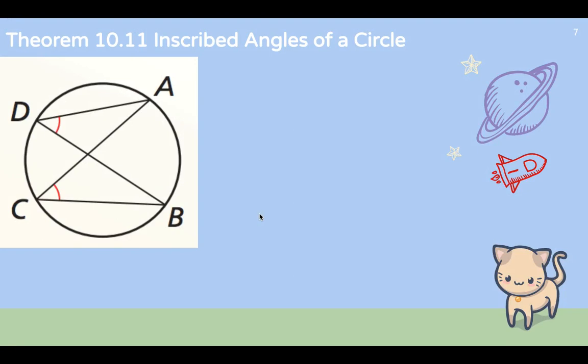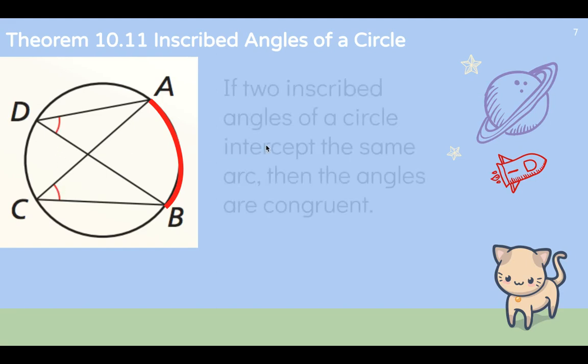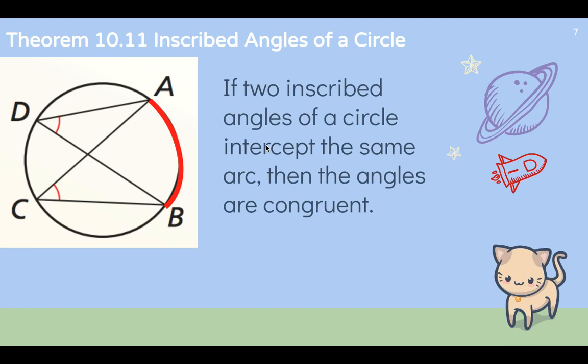Well, here we go. If you guessed congruent, you were right. So in this diagram, which is basically the same diagram, we have the circle, and then we have angle ADB and angle ACB. Those are both inscribed angles of the same circle, and they intercept the same arc, this arc right here, arc AB. What do you think is going to happen with these two angles at D and C? If you guessed they're congruent, you are exactly right.